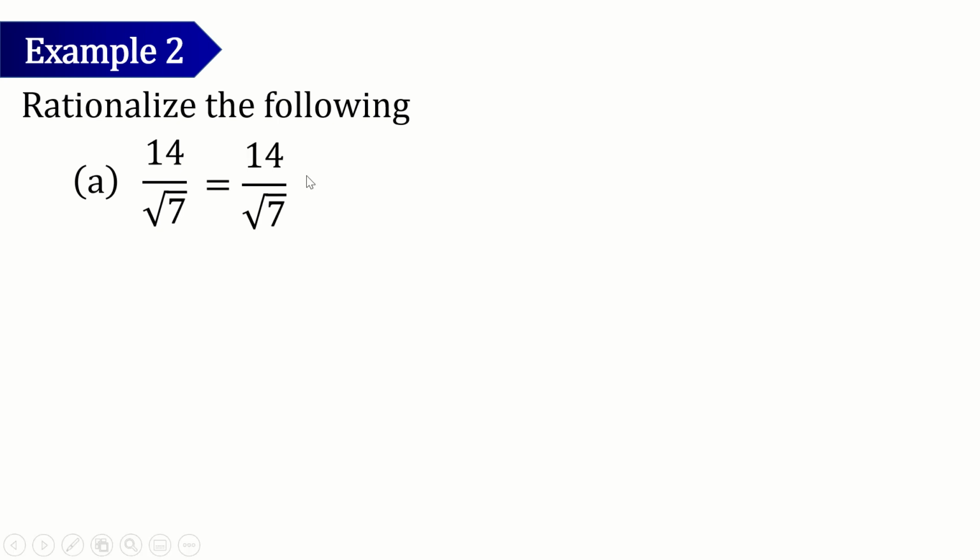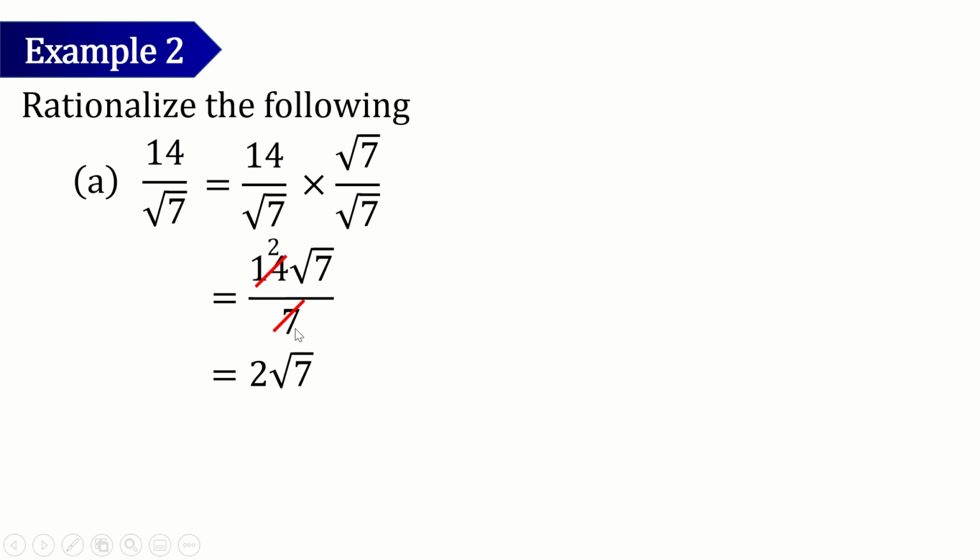So how to achieve that? We can multiply the whole fraction with the conjugate of the denominator. The conjugate for the denominator is √7, but we multiply the numerator and denominator, so the negative sign becomes positive. If we multiply, we get 14 times √7. √7 times √7 is 7, and then we can simplify. 14 over 7 is 2, so this is equal to 2√7.